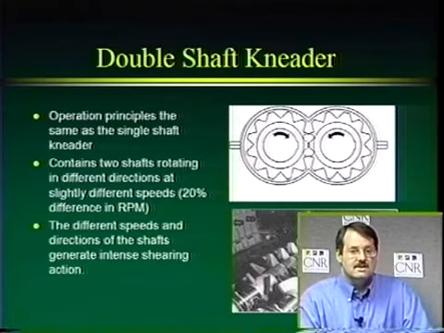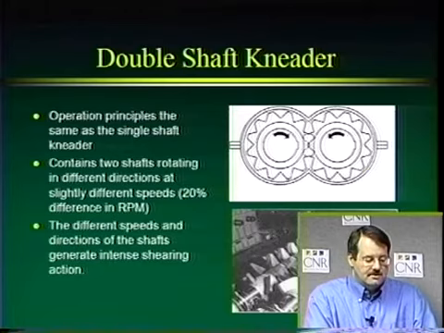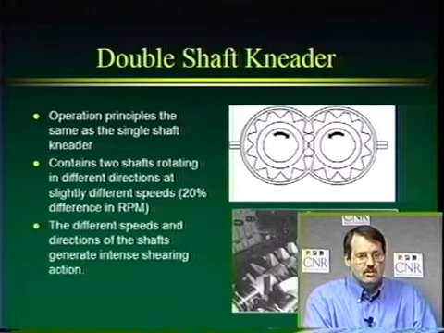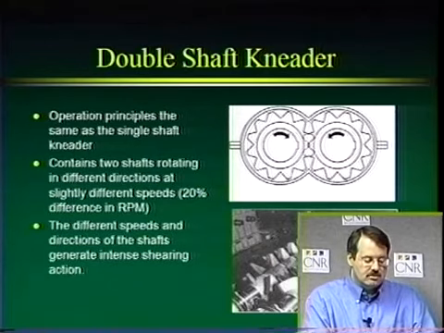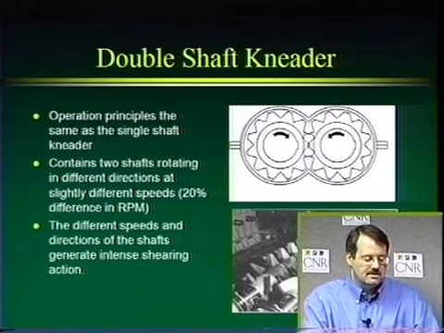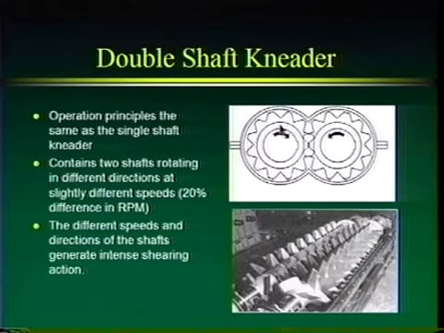All right, that was a single shaft kneader, and we also can have double shaft kneaders. It's the same as a single shaft kneader, except we've got two shafts now, and the shafts are rotating, and oftentimes they're always rotating in different directions. So here, up on this diagram, we've got one shaft that's rotating in a clockwise fashion, and this shaft is rotating in a counterclockwise fashion. Okay, so that's going to cause in this area some significant shear action.